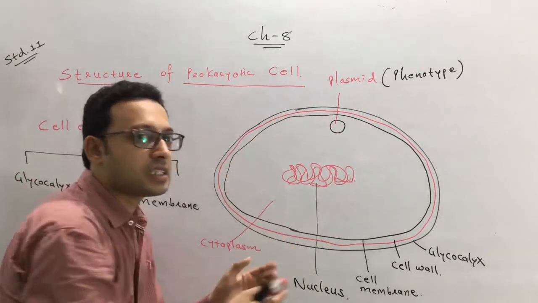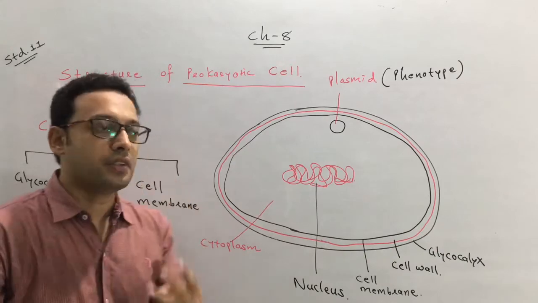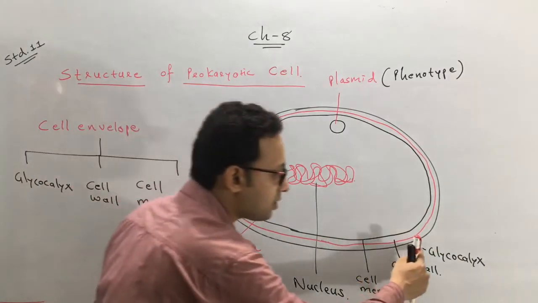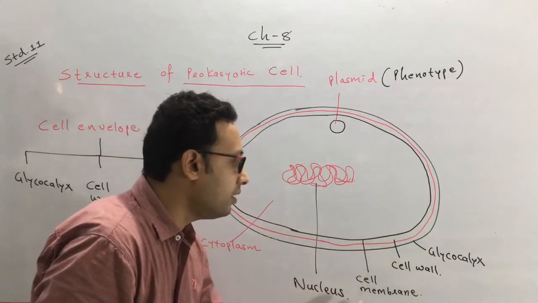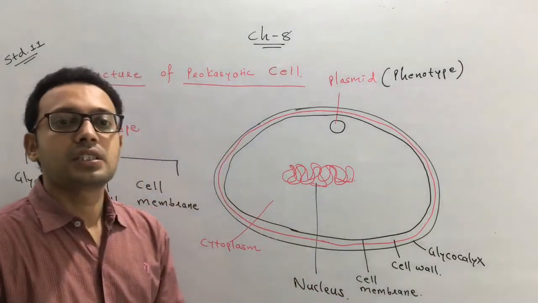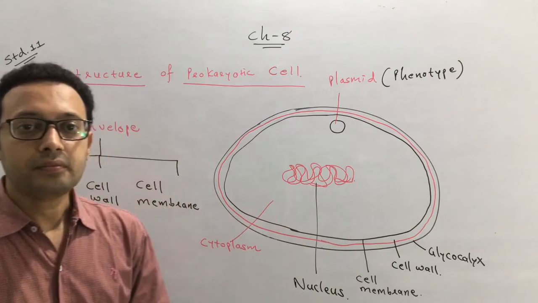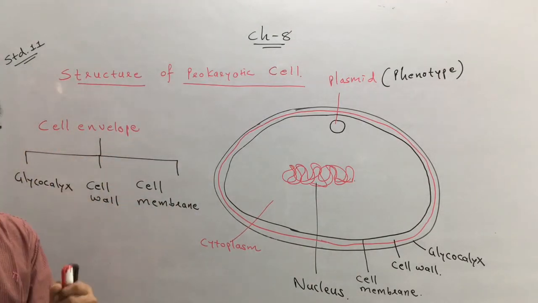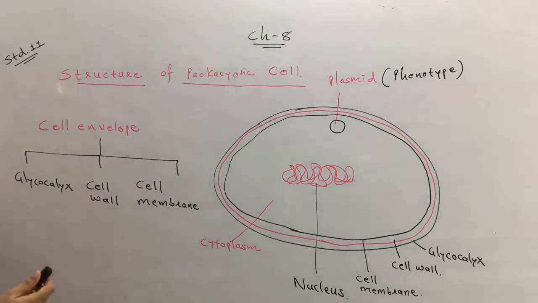Clear? So how many layers form a cell envelope? Three layers together form a cell envelope. The outermost is the glycocalyx. The middle one is called the cell wall, in red color, and the innermost is called the cell membrane. Each layer has its own function. The usual function of the cell envelope is the protection of the bacterial cell, or prokaryotic cell. But let's discuss the individual function of each.